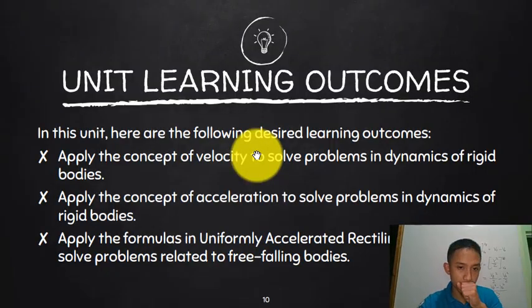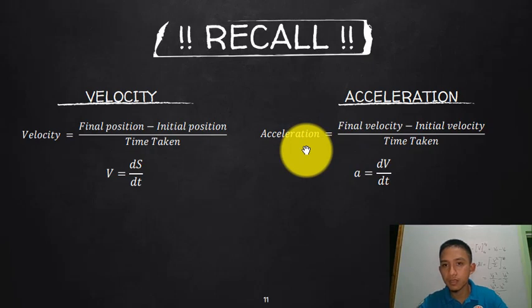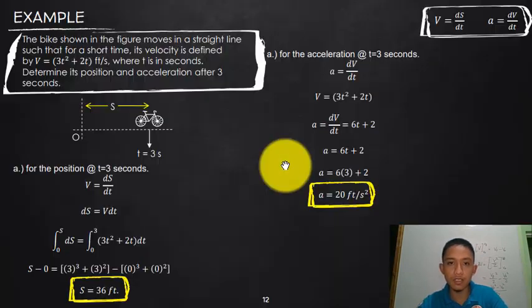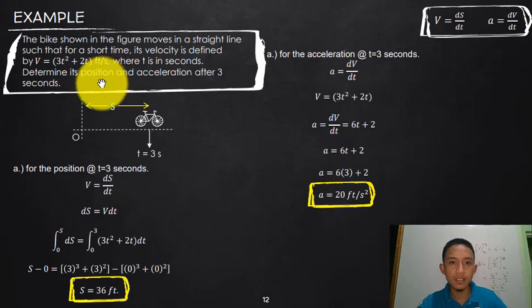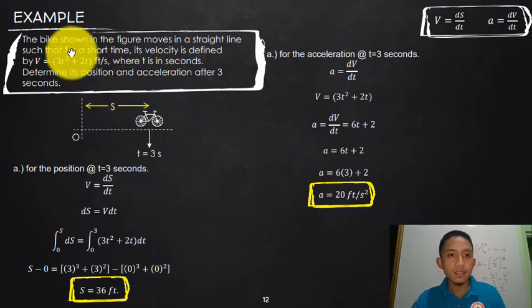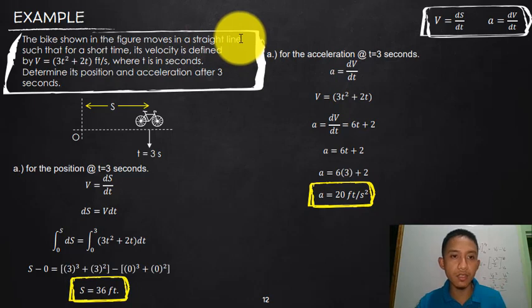Okay. So before going to uniformly accelerated rectilinear motion, again recalling, since we will still be using this, we'll first have an example. This is an example of rectilinear motion in your integral calculus. It says there that the bike shown in the figure moves in a straight line. That's why it belongs to rectilinear motion.